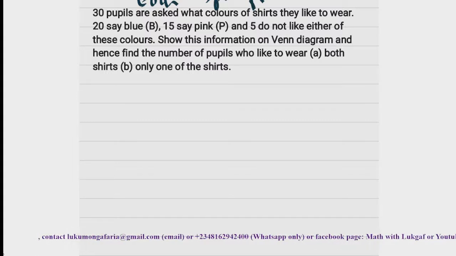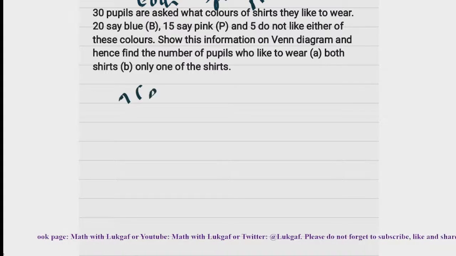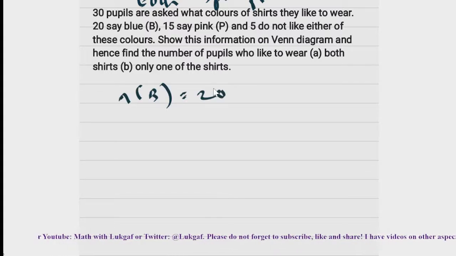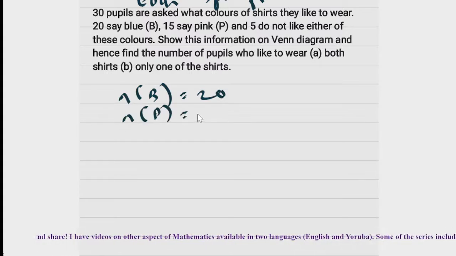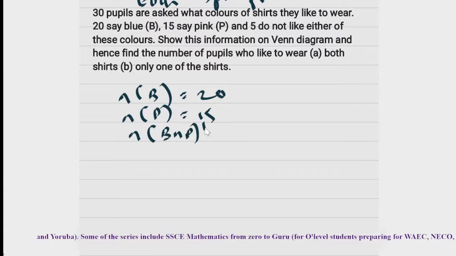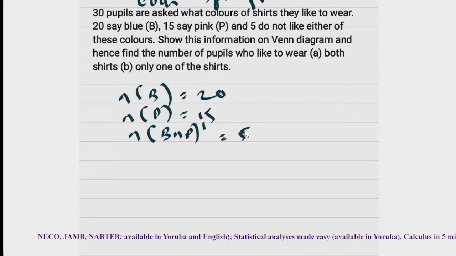20 say blue. You know now they've even represented it for us, so you don't need to say let B represent something again. 20 say blue. N of B is equal to 20. Don't draw further. First of all, write out your data before drawing the Venn diagram. And 15 say pink, that is N of P is equal to 15. And 5 do not like either of these colors. So that is when you find the union of B and P complement, since neither, this means that these 5 do not like blue or pink. You understand now? It doesn't like any of the two colors.